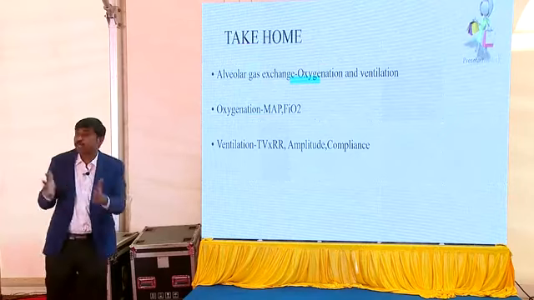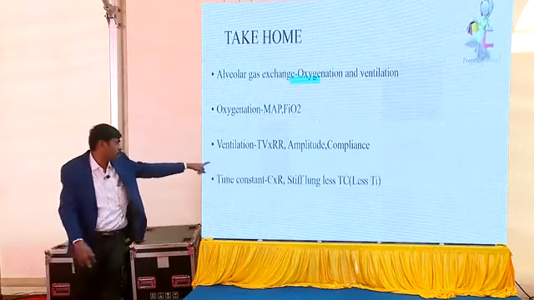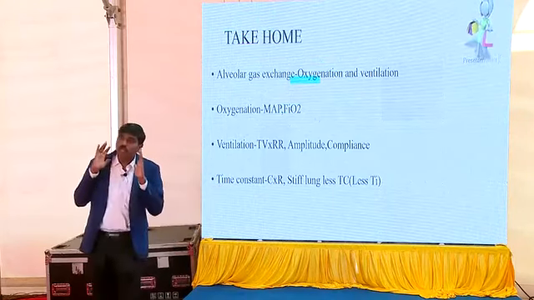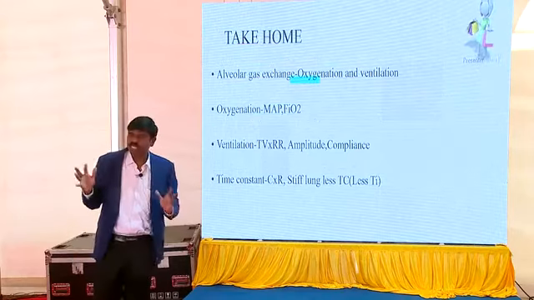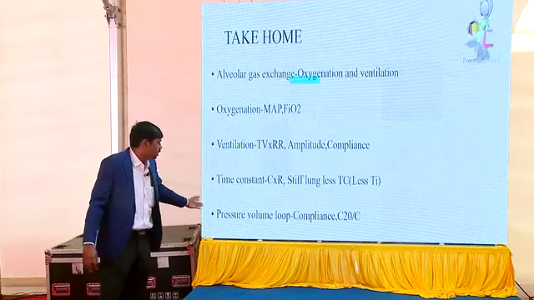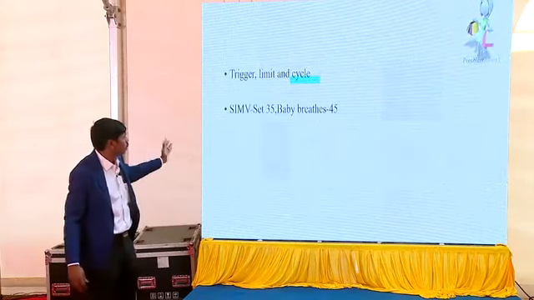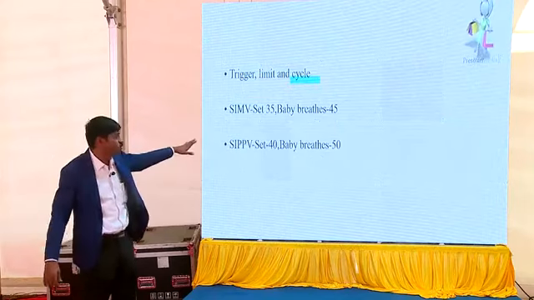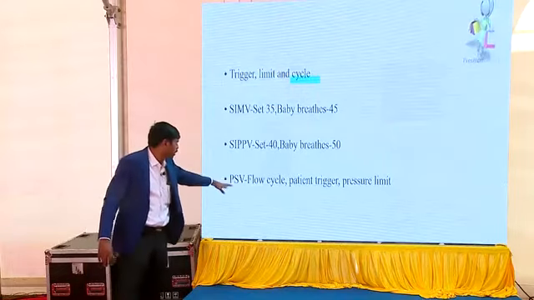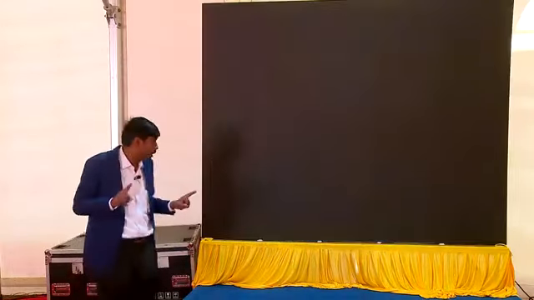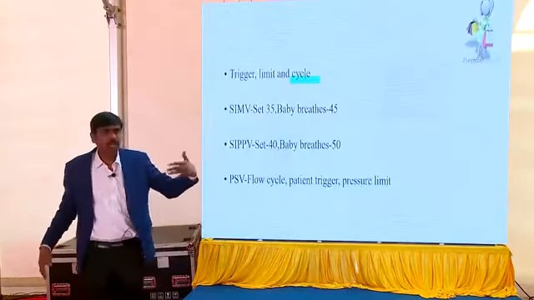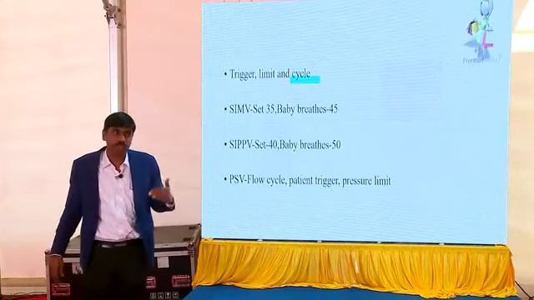That's what you have. Oxygenation is separate, ventilation is separate. Oxygenation is MAP and FiO2. Ventilation is tidal volume and respiratory rate. Time constant, like I told you, depends on compliance times resistance. A stiff lung means a lower time constant, so keep a shorter TI. I told you about trigger, limit, cycle. In SIMV, not all the breaths are supported. Out of 35, the baby is going to take 10 which are not supported. PSV is flow triggered and pressure limited. The entire thing will be repeated as we go through the stations also. Any doubts in between, we can go through.